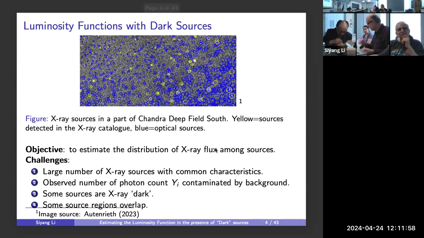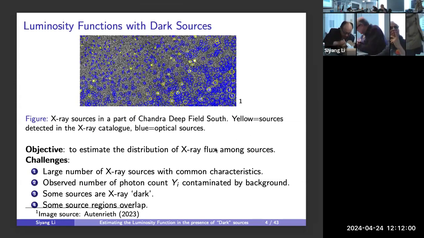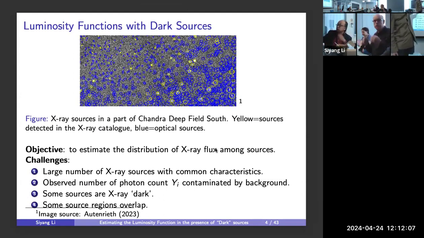That's a good one. Okay, so I think this picture actually demonstrates that light bulb example as well. In this picture, the yellow circles represent the X-ray sources that we have detected in the X-ray catalog, whereas the blue circles represent the sources that we detected in the optical catalog, that we know can potentially be X-ray sources, but we didn't detect any X-ray from them.